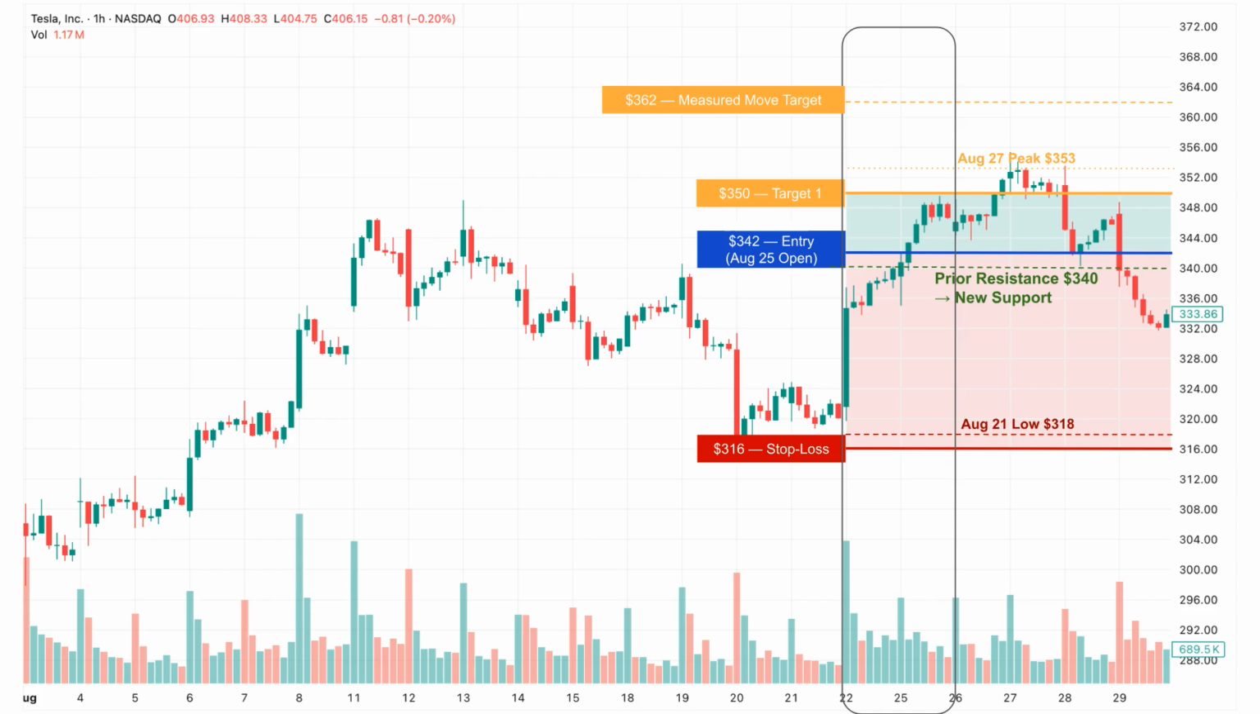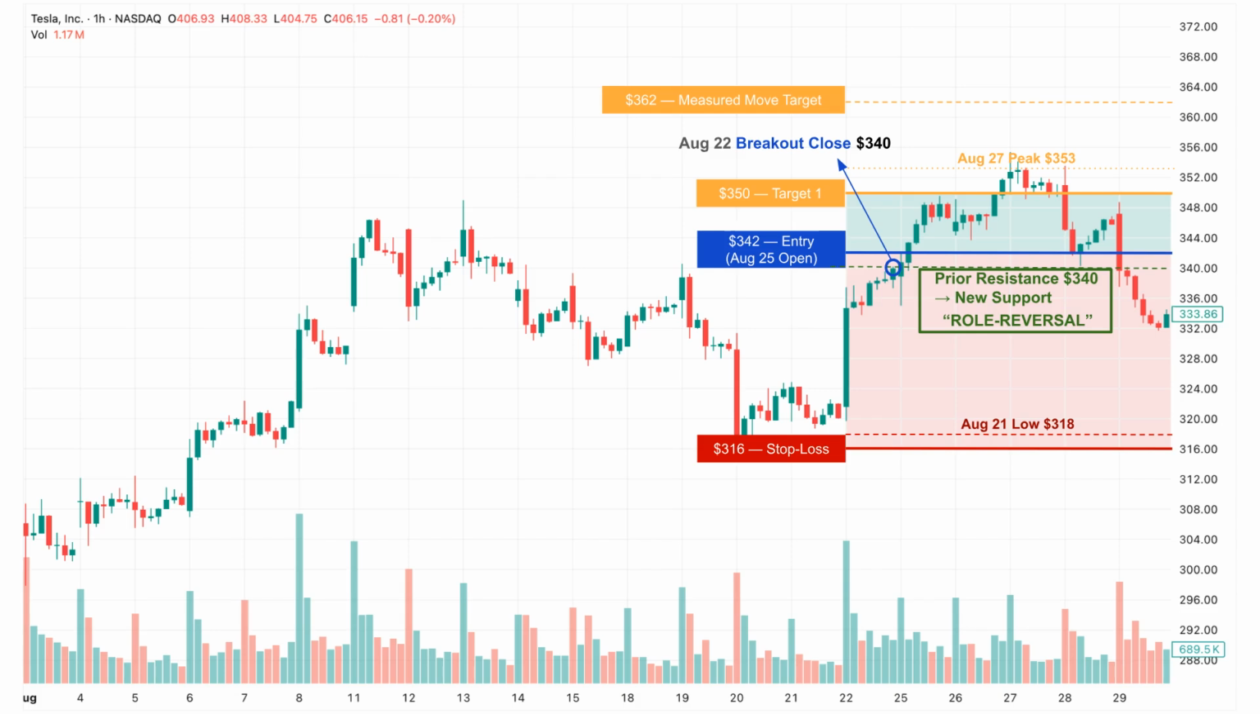August 22nd through 25th. Following the breakout close at $340, price builds constructively. August 25th opens at $342, our entry level, and advances to a high of $348 before closing at $347. The former resistance zone near $340 holds as support on intraday dips. This is the role reversal principle in action. Pillar 1's key level, now cleared, becomes a new floor. The position is live, and the move is developing.